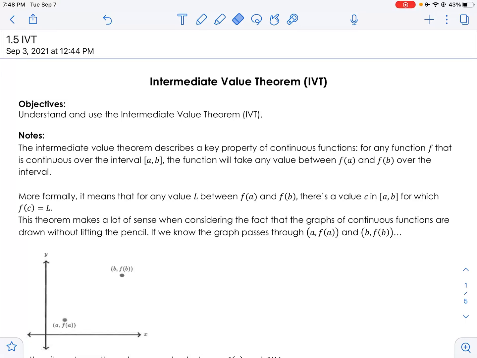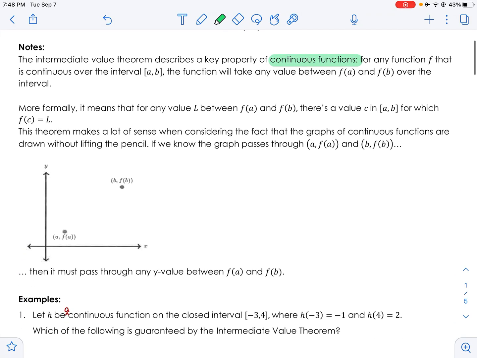Hi everybody, this video is going to be over the intermediate value theorem. So the intermediate value theorem describes a key property of continuous functions. It's important to know that it has to be a continuous function to be part of the IVT. What this tells us is that over a continuous interval a to b, a function will take on any value between f of a and f of b over the interval.